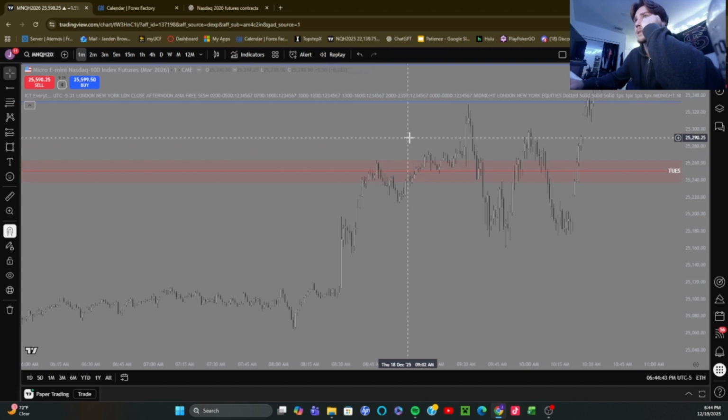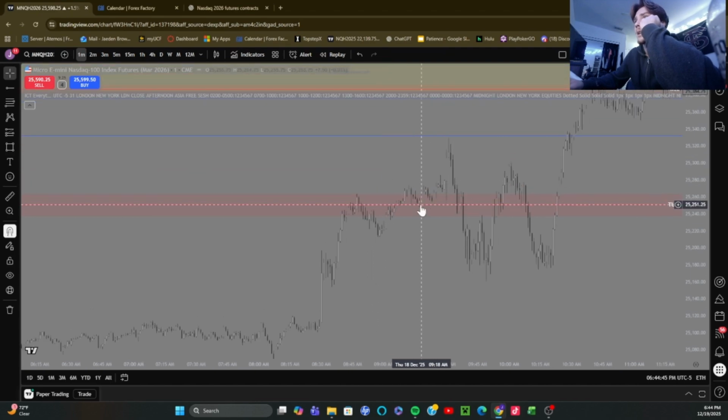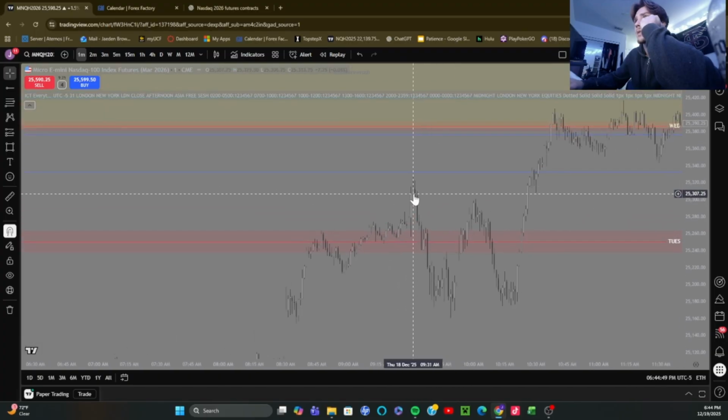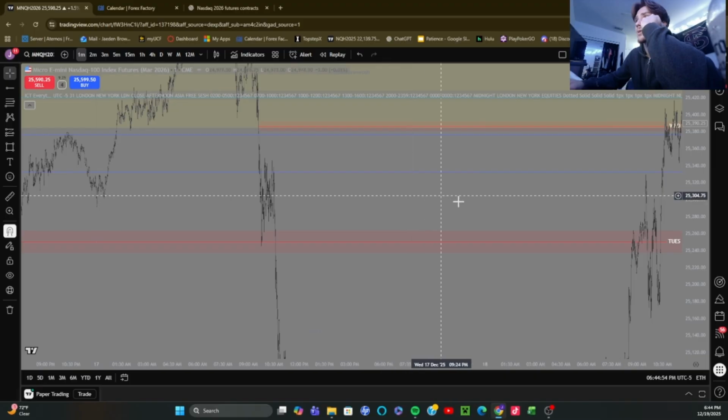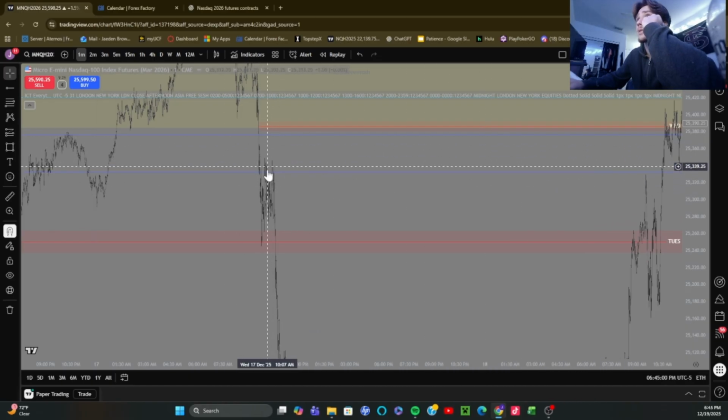Coming into Tuesday's first presented, we tap that again, get outside of it, come back down, tap consequent encroachment, and then work our way higher. And it looks like we have a liquidity sweep here. Not exactly sure if ES took out these highs or what happened, but we did leave.